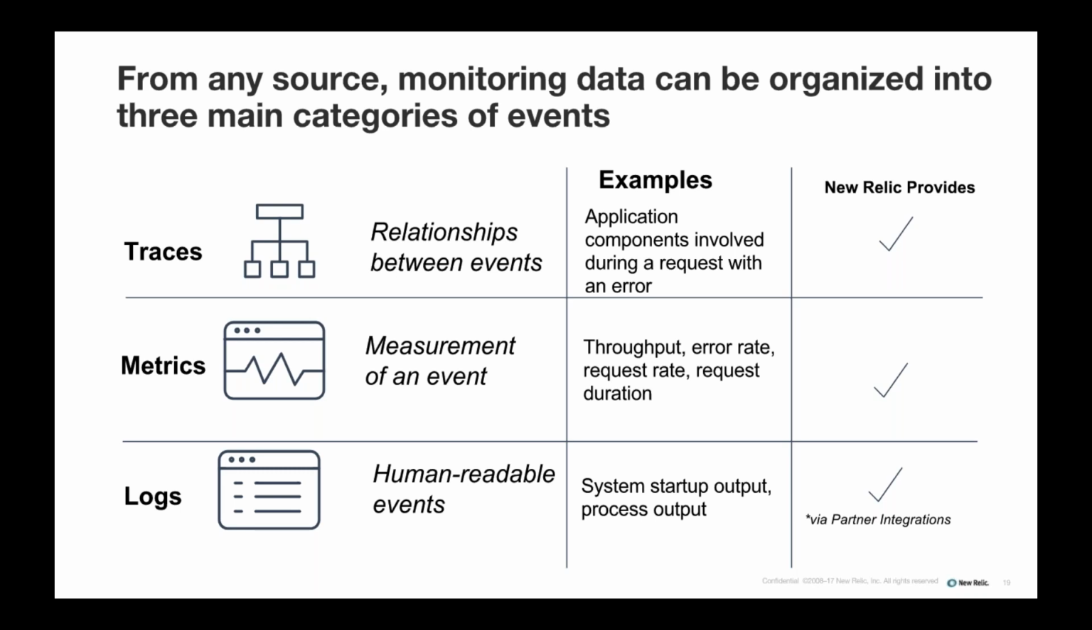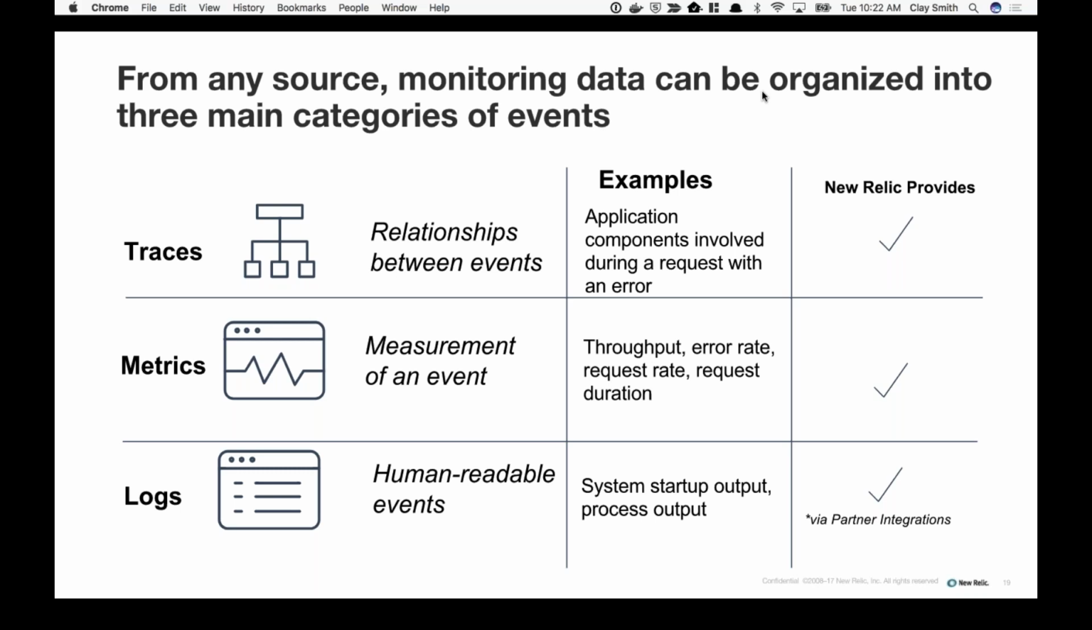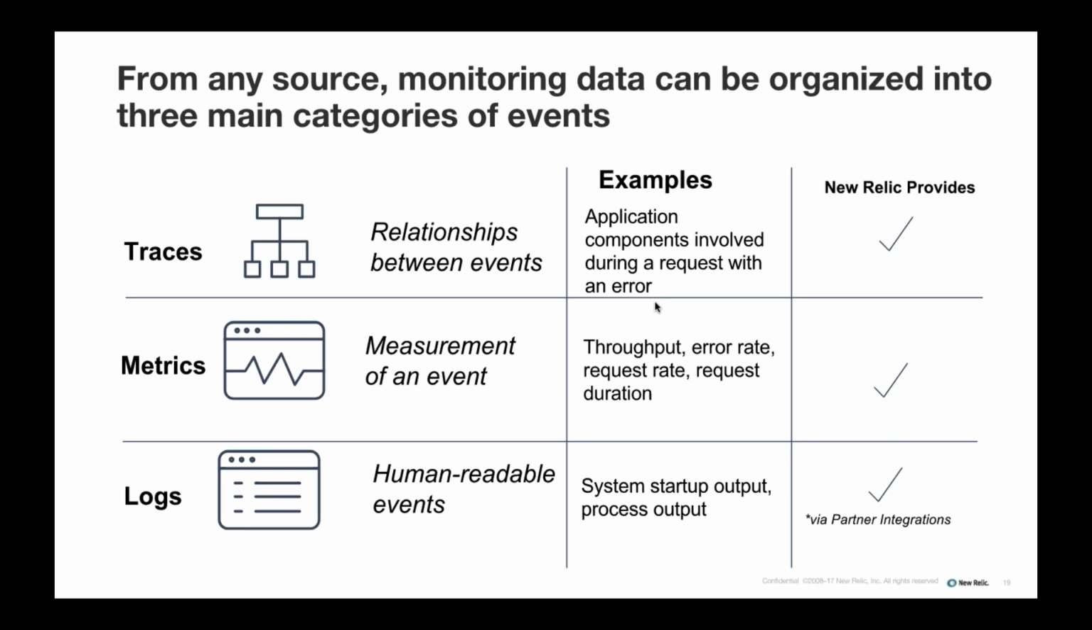So most people are familiar with logs, human readable events, something like the system startup output, process output, and using some different partner integrations with Splunk and Sumo Logic, we allow you to view log data. Metrics are also pretty familiar to most people. Spark lines, they're measurements of different events or events with a number attached. There you get the classic things like throughput, error rate, request rates, duration. We are obviously collecting metrics from all of the sources in that poll.